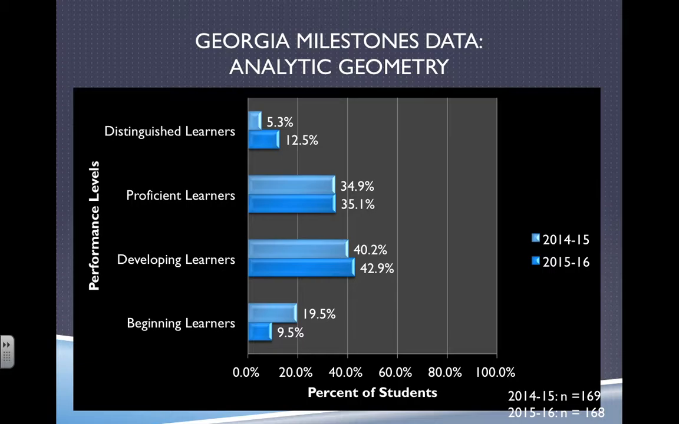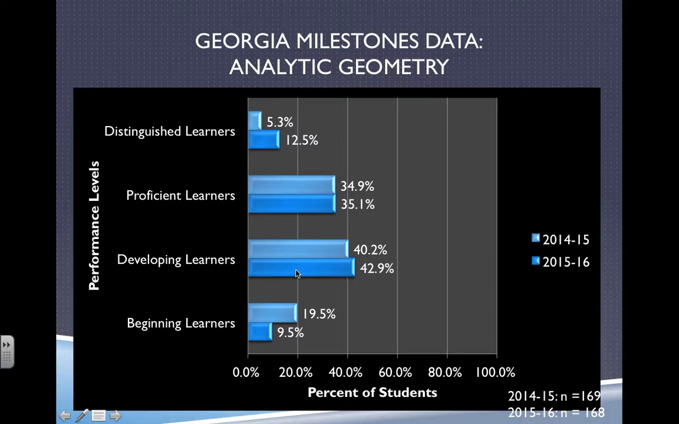Again, this is just looking at model in general. We've got the number of students that we've tested down here, and the 2014 is our top bar, and the 2015-16 is our bottom bar for each performance level. Again, we want to see increase in the top 2 levels and decreasing in the bottom 2. We saw an increase in the top 2.